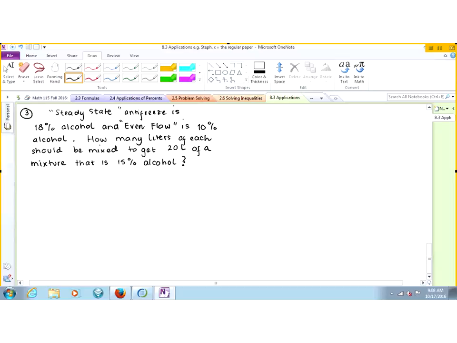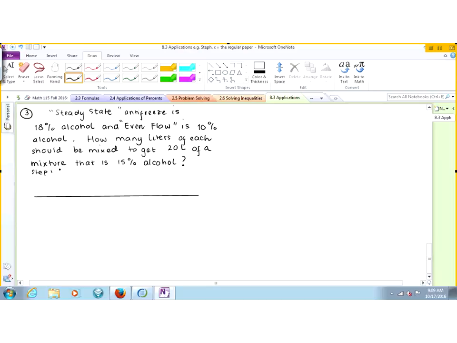All right. So what would you do? Do we need a table? If we're mixing, do we need a table? Yes. So steady state antifreeze is 18% alcohol, and even flow is 10% alcohol. How many liters of each should be mixed to get 20 liters of a mixture that is 15% alcohol? So this is different from the alcohol you drink, right? You're not going to drink your antifreeze, will you? Yeah, you cannot.